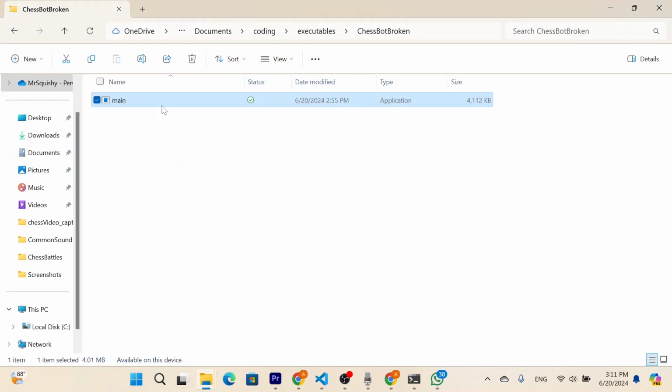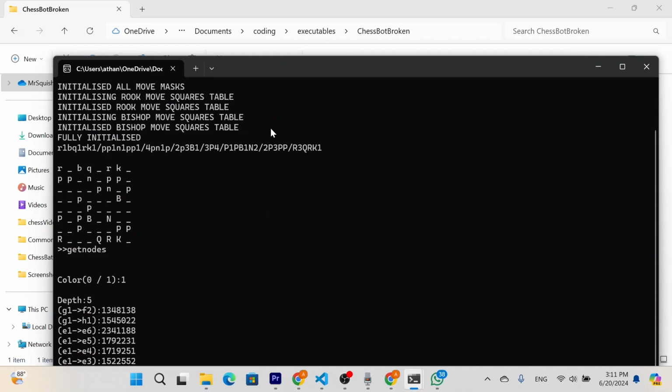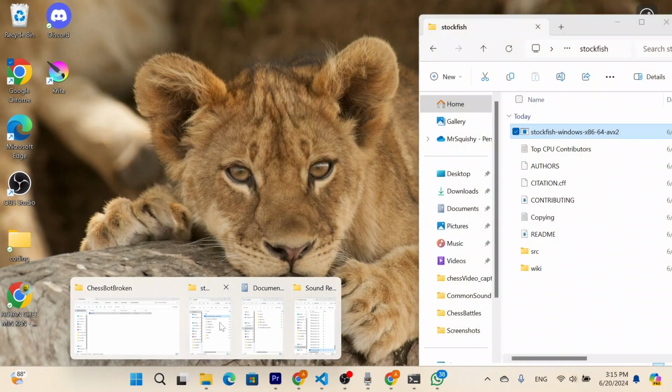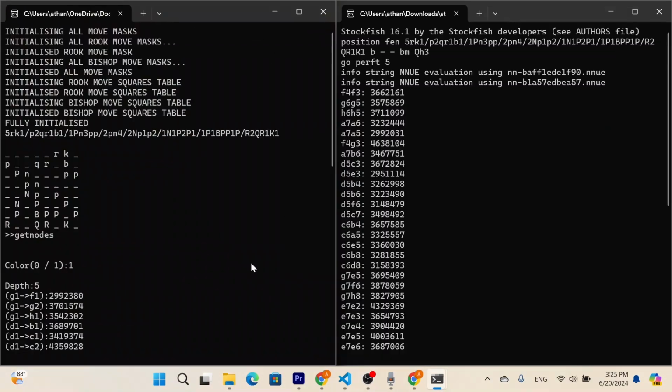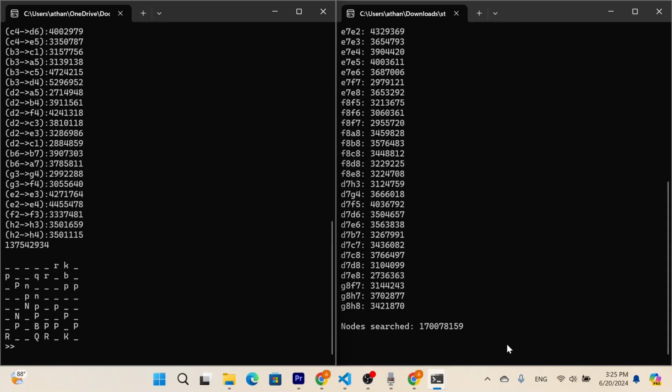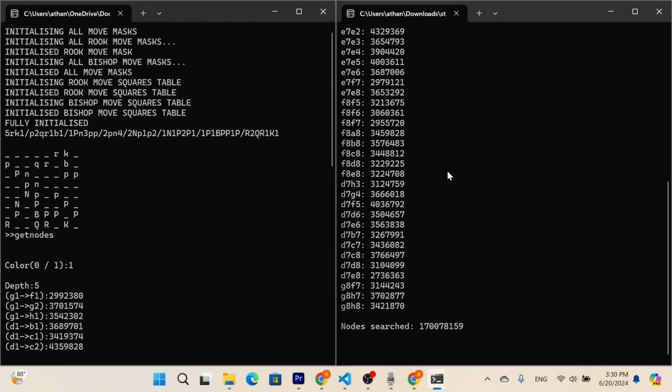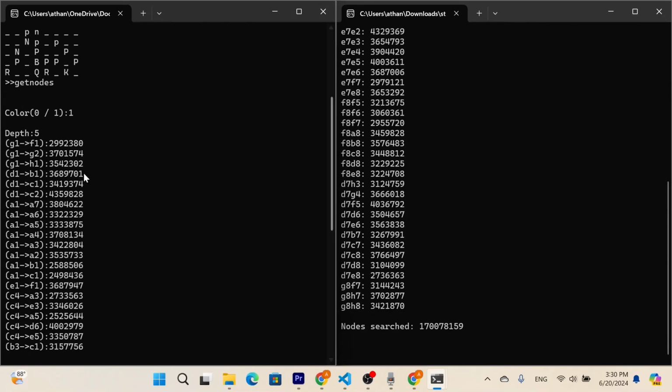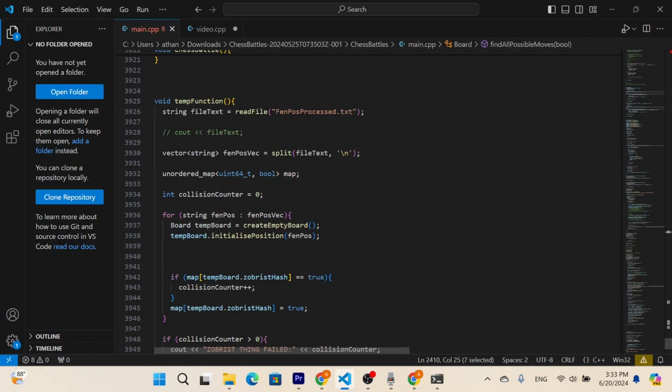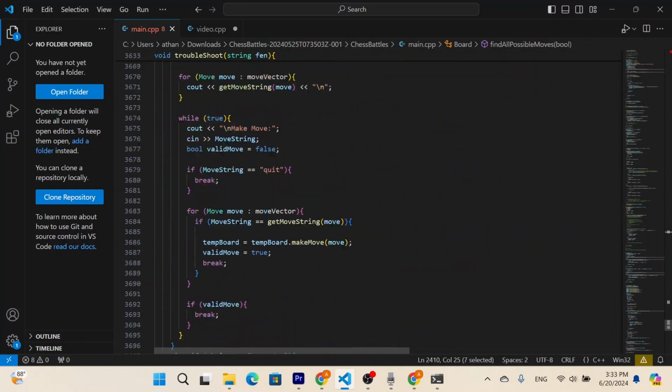Step 1. Test my bot on a position to see the number of child nodes given a certain depth. Step 2. Compare it with Stockfish. Step 3. What the f***? Why is it so off? Step 4. Spend 30 minutes trying to find the move that went wrong. Step 5. Spend an hour trying to find the error.